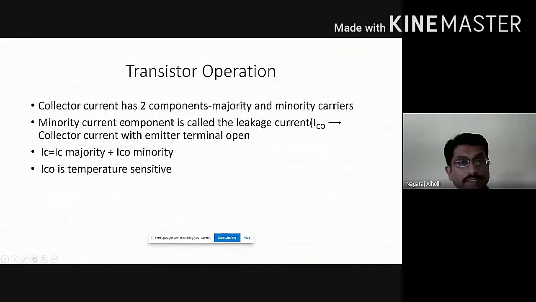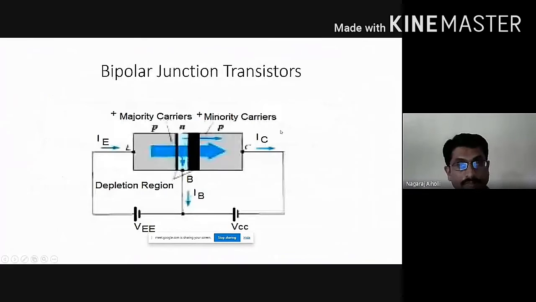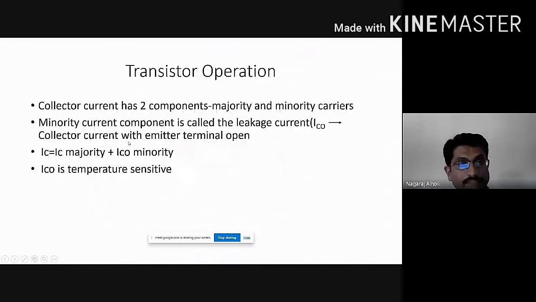What about the collector current? Collector current has two components. One is majority carrier current, another one is minority carrier current. Majority carrier current is the current which is flowing here, that is IC, the total current due to majority carriers. Minority carrier current is due to the small arrow. Normal current is majority carrier current. The minority carrier current is the leakage current. So total collector current is IC majority plus ICO minority.